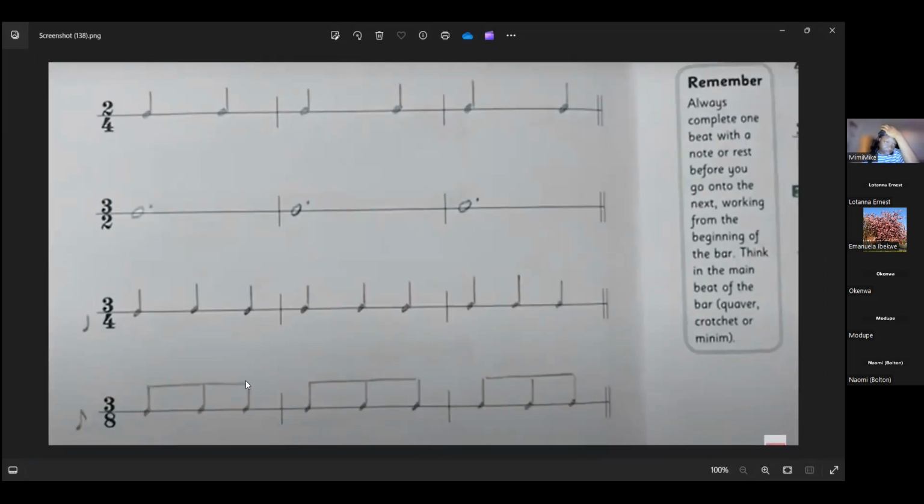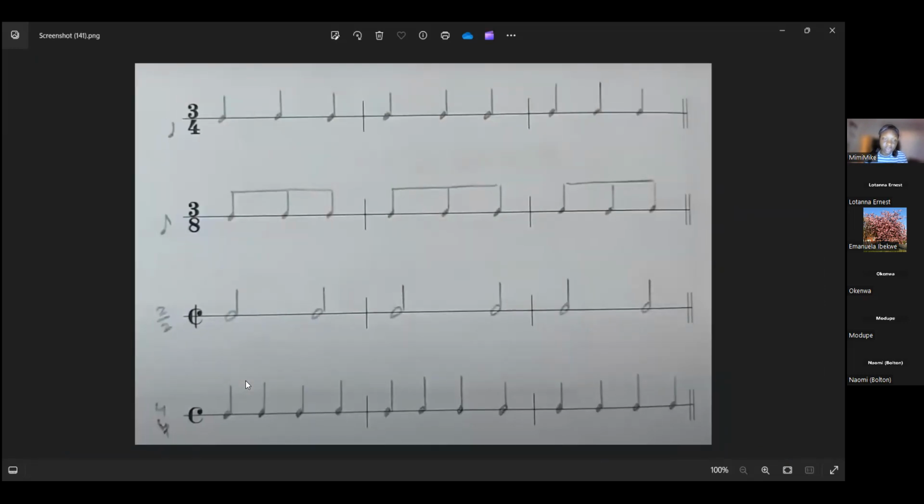So like that. So this is 3/2. If you see, this one is also 3/2. It was represented with a semibreve. So this is also 3 minims in a bar, a dotted semibreve, because the value of a semibreve is equal to 2 minims. So when you have a dotted semibreve, that's 3 minims. So you can also represent it like this: 3/4, 3 crotchet beats, and then 3/8, like that.